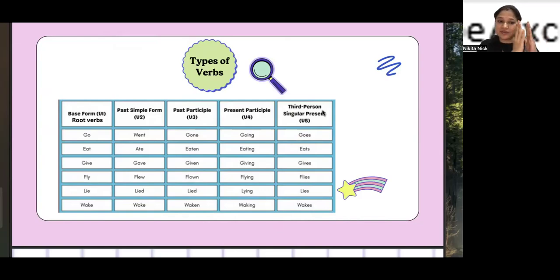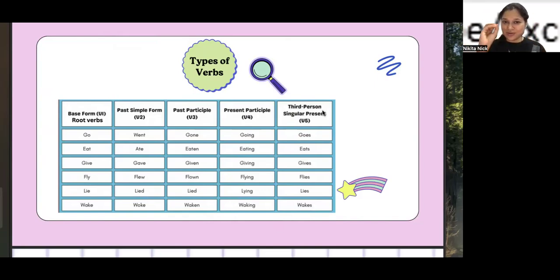Let's go to the V1 form, that is the base form, origin, or root form of the verbs. That is go, eat, give, fly, lie, wake. For go, we use V2 as went, V3 as gone, V4 as going. So now I have categorized V5. Now focus on the V4 form.